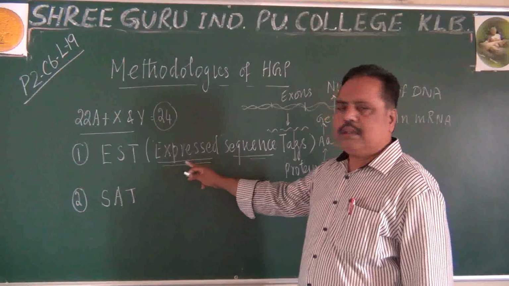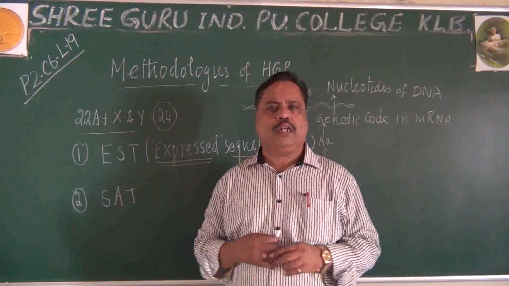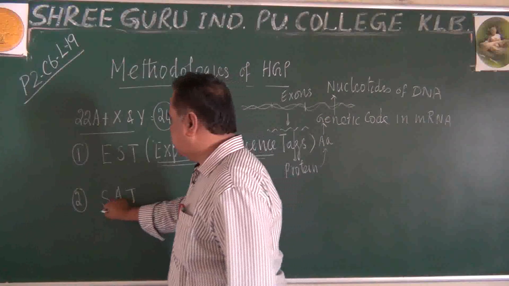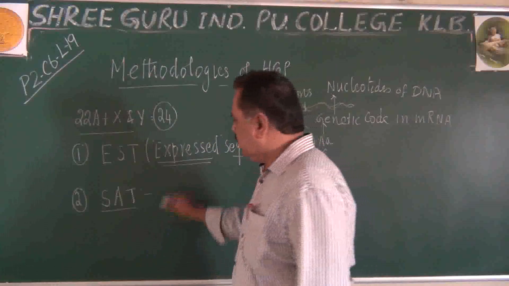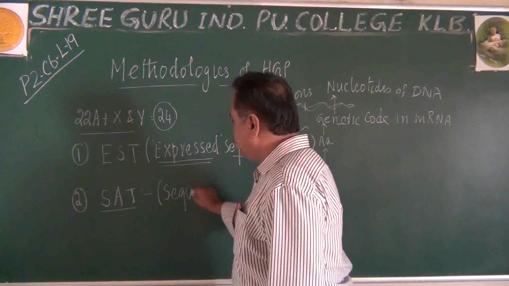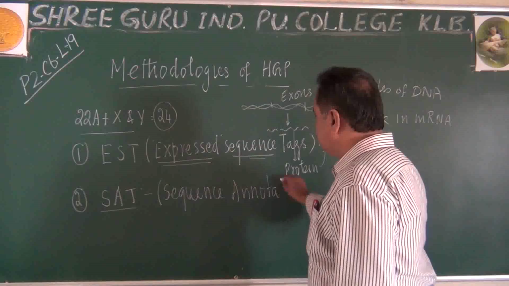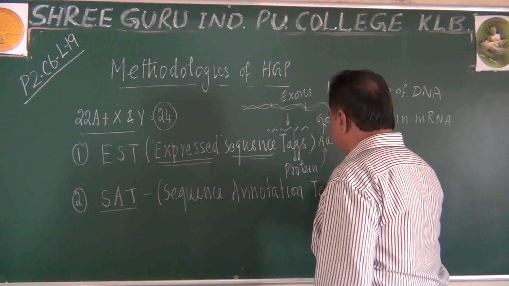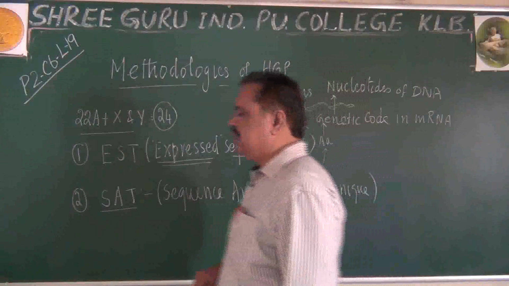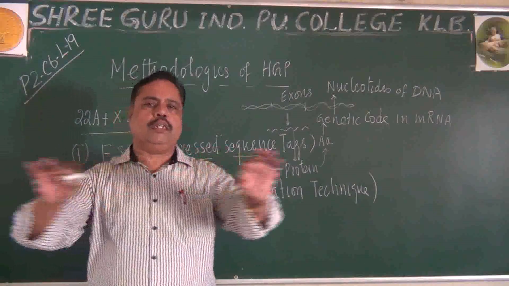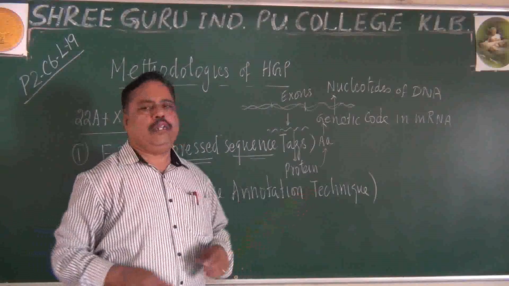But that is not enough. When you want to go for the human genome, you should go for complete introns also. For that, the second method is employed, called the SAT method. Sequence annotation technique, that is the method employed as the second method, we can say. So to decipher the nucleotides in the DNA, we can go for the sequence annotation technique.